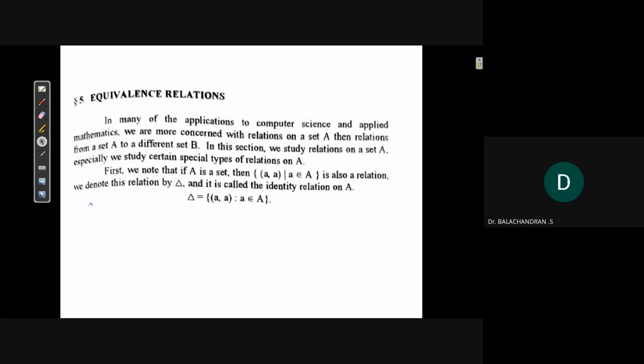Okay, next concept, equivalence relation. I'll check the time. Okay, now the time is 8:10. I'll stop here. Equivalence relation is the next concept, an important concept, which we will discuss tomorrow. Maybe I will share the timing tomorrow morning in the WhatsApp group.